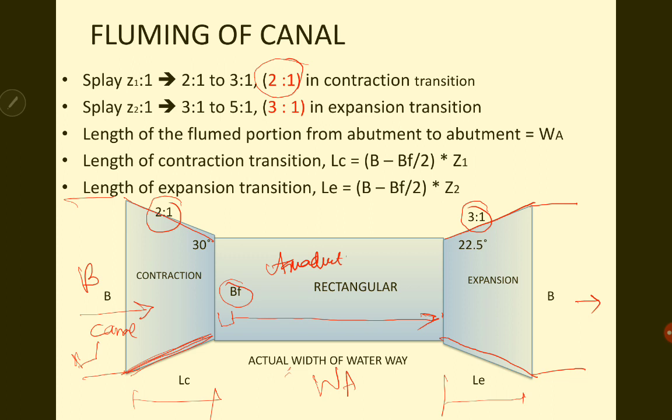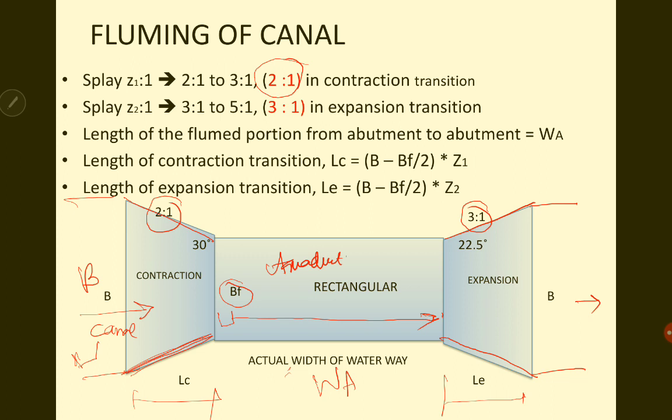The flumed width is actually half the canal width. This reduction in the width is occurred by using a splay. In the upstream side, in the contraction section, you give a splay of 2 is to 1. In the expansion section, or otherwise downstream side, where the canal is going back to its original dimension, we are giving a splay of 3 is to 1. The length of the contraction is given by the equation (B minus BF) by 2 into 2, and the length of the transition or the expansion is given by (B minus BF) by 2 into 3 if the splay is 3 is to 1.